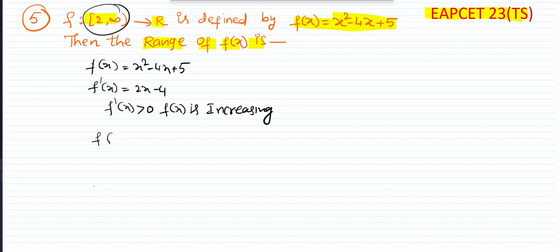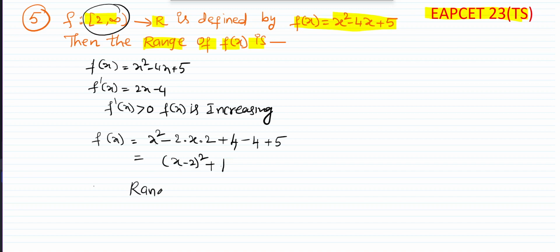So now f of x is written as x square minus 4x, that is 2 into x into 2. This is in the form a square minus 2ab. Here b is 2, plus b square, that is 4, adding and subtracting 4 plus 5, that is equal to x minus 2 whole square plus, here minus 4 plus 5 is 1. This x minus 2 whole square is an increasing function, so plus 1. So the range is, substituting x minus 2 is equal to 0, 1 to infinity. This is the range of the given function.